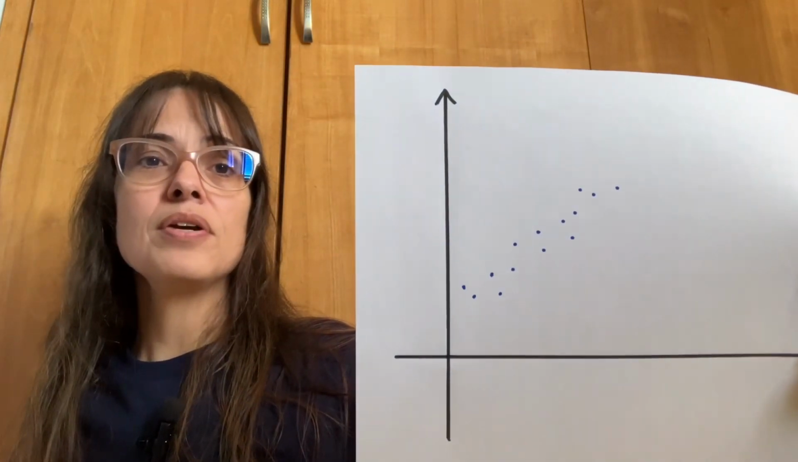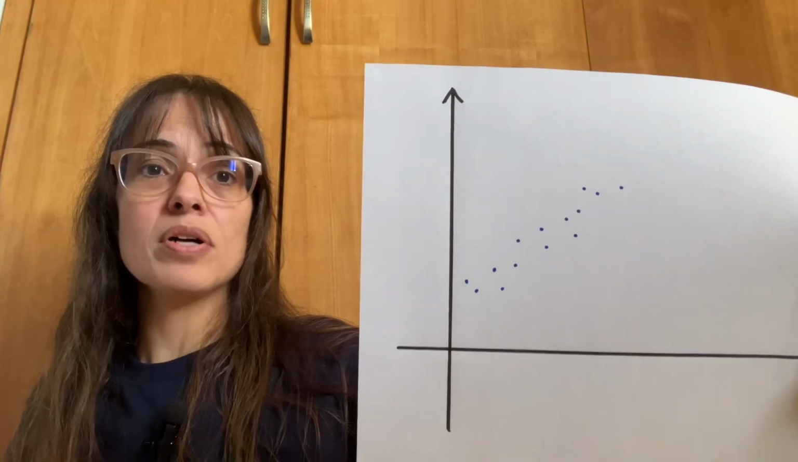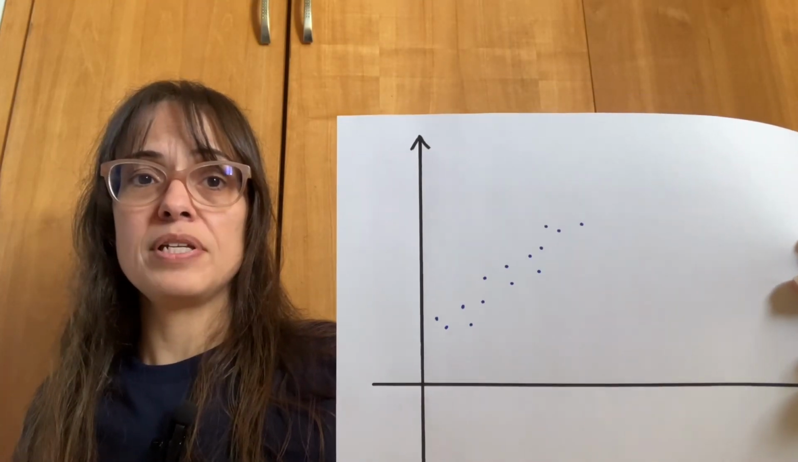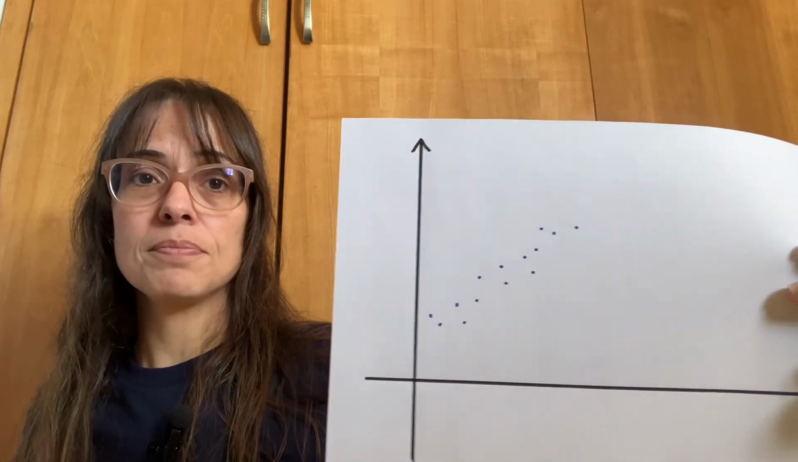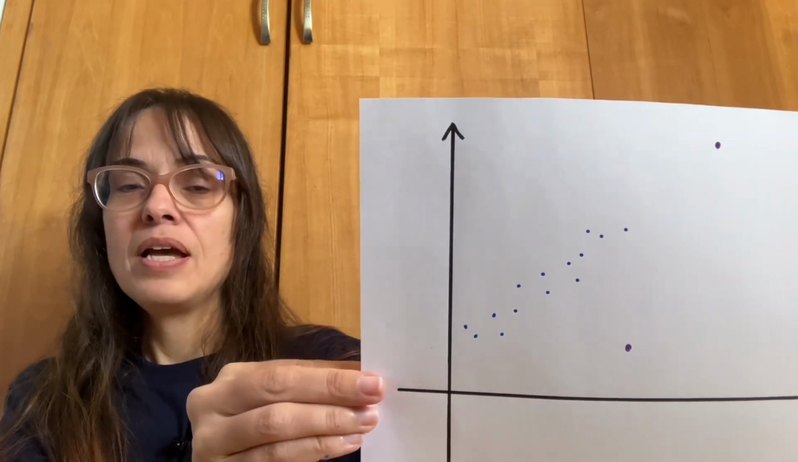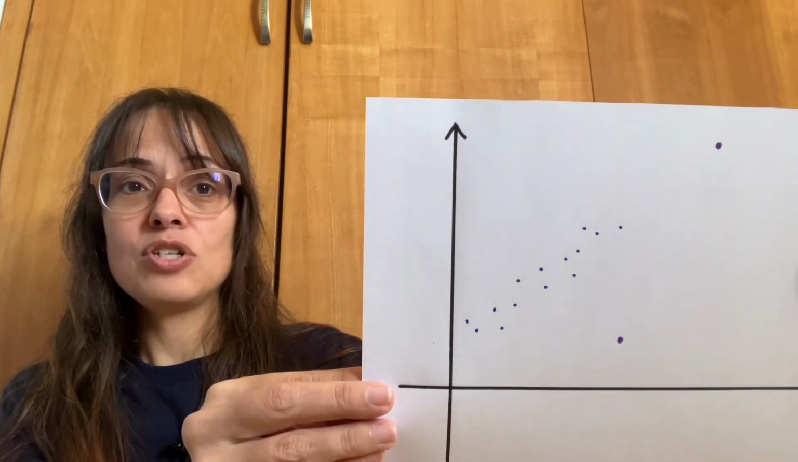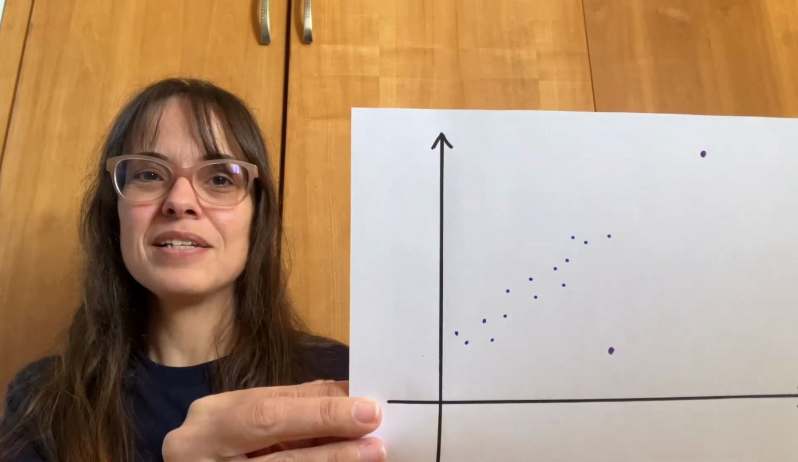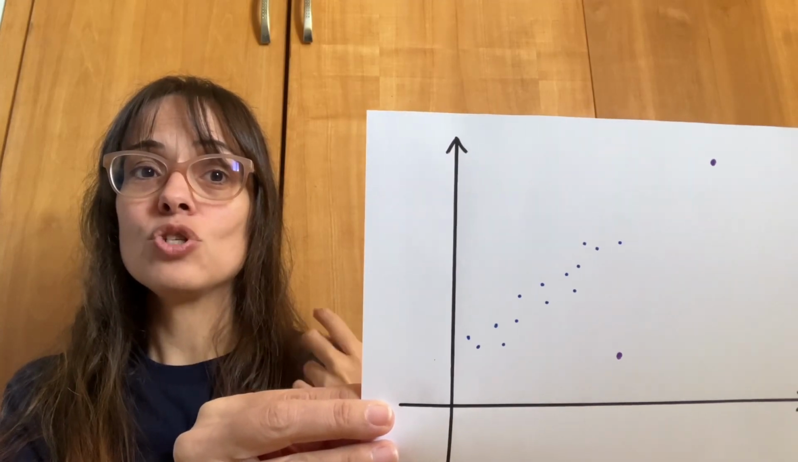So for example, here I have a linear strong positive correlation, and I am going to include two more points here for us to talk about outliers. Here are two new points that are far away from the other points. And here is one of the details that you have to be careful about, because one of these purple points is an outlier and the other one is not.